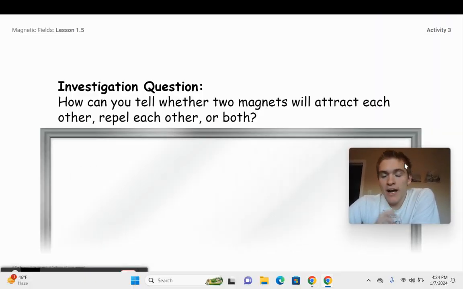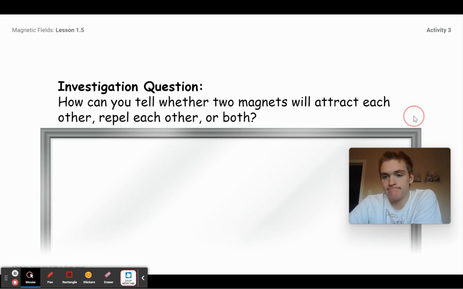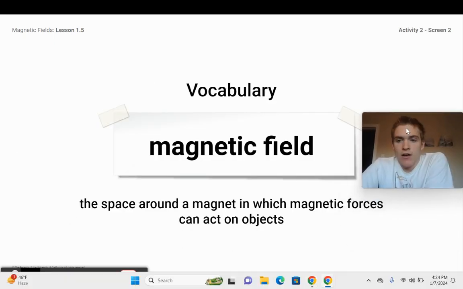So, let's go back to our question. How can you tell whether two magnets will attract each other, repel each other, or both? We're now going to learn about magnetic fields. Magnetic fields are the space around a magnet in which magnetic forces can act on objects. So it's the space around a magnet where there's a push or a pull on an object.